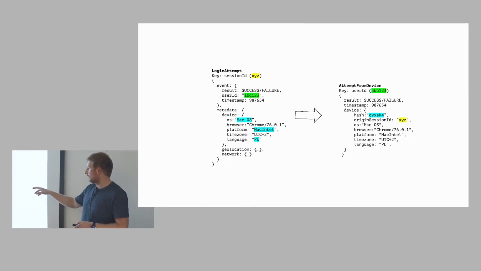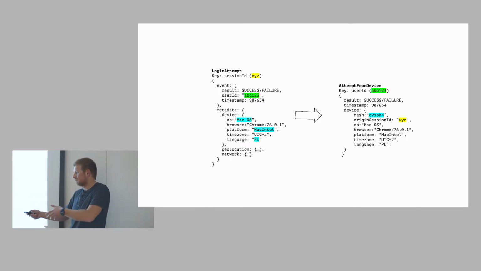And we have also calculated hash out of these properties that we think will never change for a given device. So for example, browser version can be changed with the updates, but as we would like to discover new devices, we need to decide on some fields that we will look into, and these fields will be used to calculate the hash. So these are just example fields that can be used.